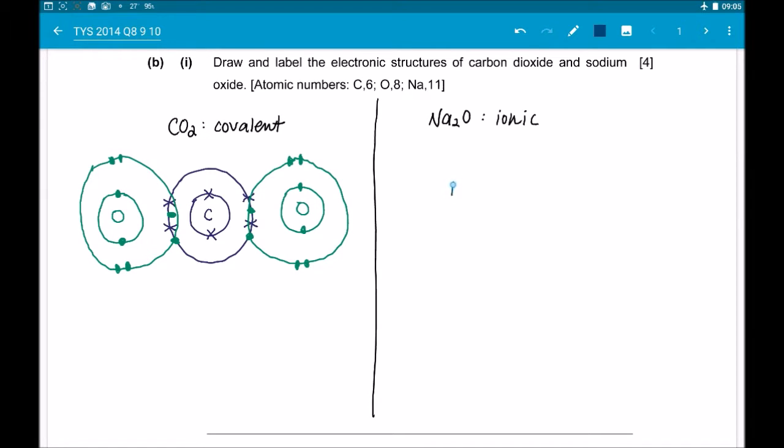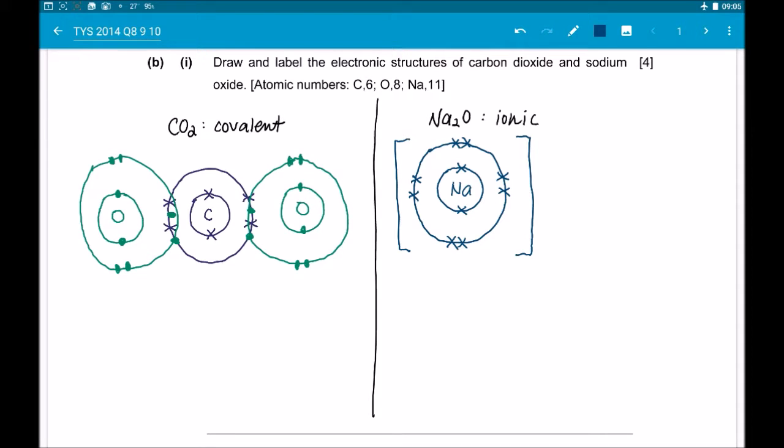So to achieve a full valence shell, sodium actually has to donate this 1 electron to oxygen, giving us the full valence shell in sodium, as you can see. 8 electrons in its valence shell. Since sodium has donated 1 electron to oxygen, it will have a plus charge. Next, for oxygen, as we have mentioned, oxygen is a group 6 element. Hence, it has to accept 2 electrons from sodium to complete its valence shell. This will give us a 2 minus charge on oxygen.